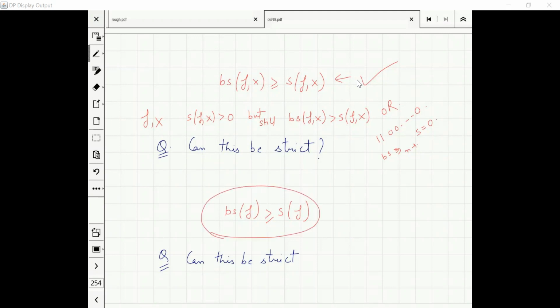Obviously, this is true, right? Block sensitivity is always greater than or equal to sensitivity of f. This just follows from here. But can this be strict? This is a much tougher question, right? Because for the example which you gave us, the sensitivity and block sensitivity both were the same, right.